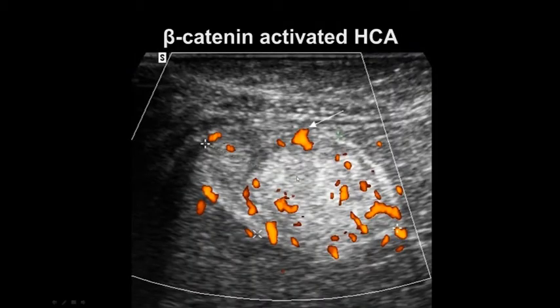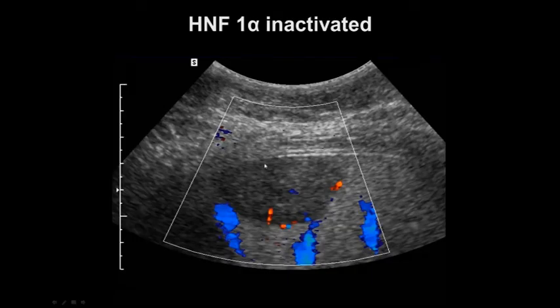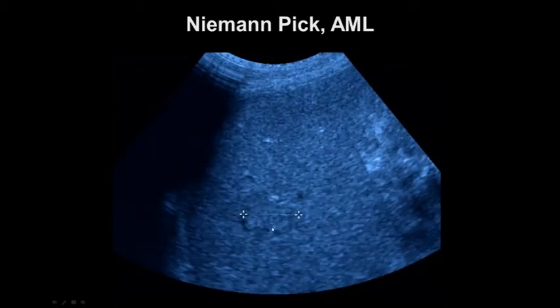They might be hyperechoic in the beta-catenin activated HCA. They might have malignant transformation, but as well published, not within the lesion, but within the surrounding liver parenchyma, a multiloculated HCC developed. HCA might be hypoechoic or most often isoechoic. You cannot even delineate it via B-mode echogenicity, which is the same for CT and MRI. You cannot even detect such small lesions.